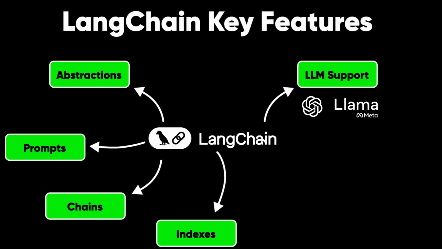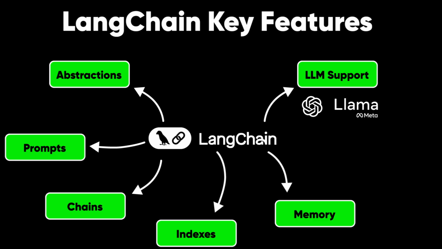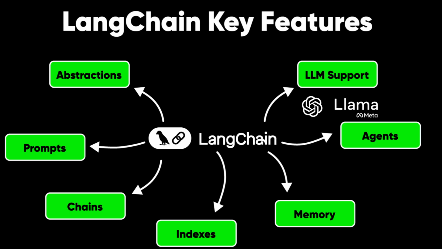Indexes. LangChain lets you use indexes like document loaders and vector databases to pull in external data so your models aren't limited to what they're trained on. Memory. LangChain enables your applications to remember past interactions, adding long-term memory to your workflows. Agents. These components use the LLM as a reasoning engine to decide the next steps in the workflow, making your application more dynamic and responsive.